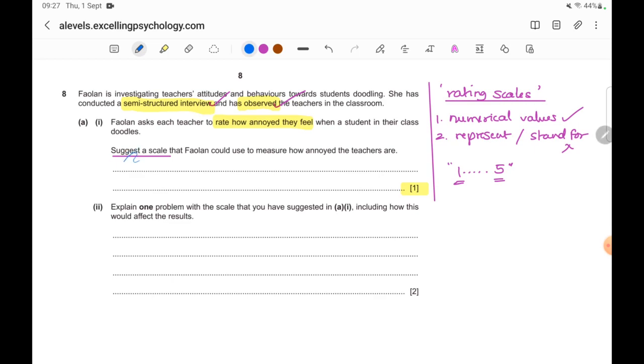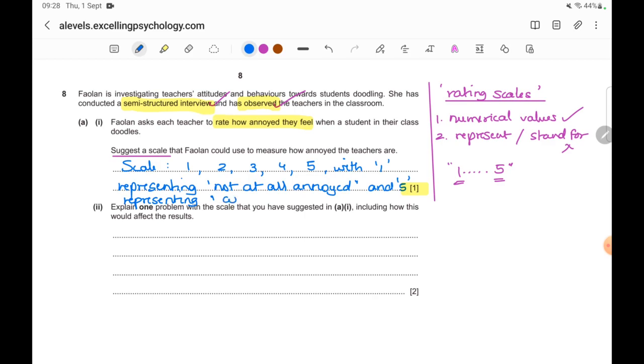Okay, how we can write the answer is a scale. First I'll just present the scale: 1, 2, 3, 4, 5. You could write 1 to 5 or 1 dot dot dot 5. That is also fine. The key thing is to indicate what the numbers represent. So I'll say with 1 representing not at all annoyed and 5 representing very annoyed or completely annoyed.